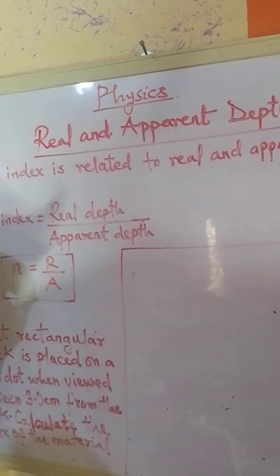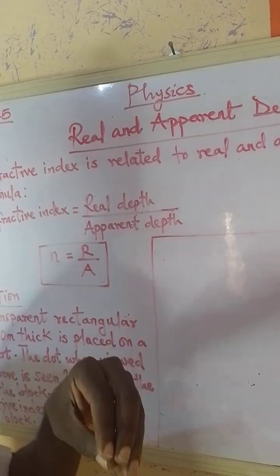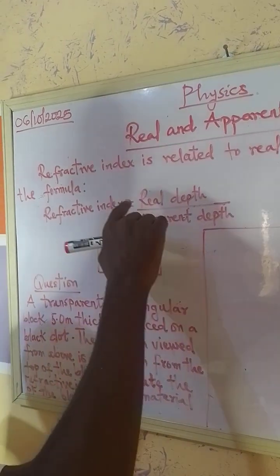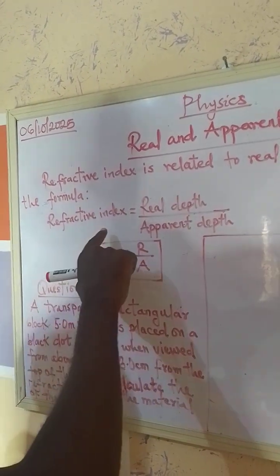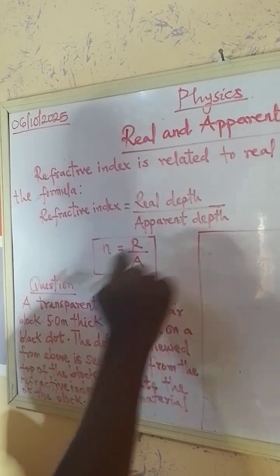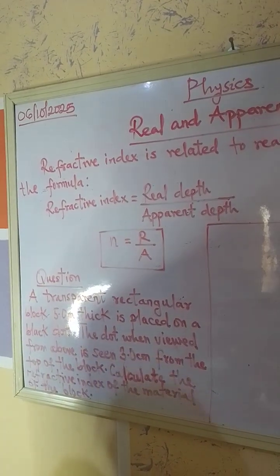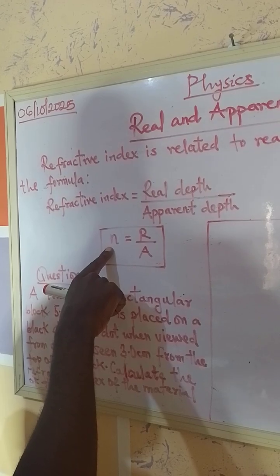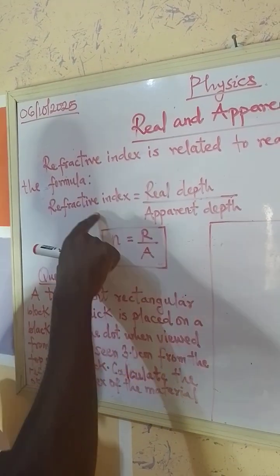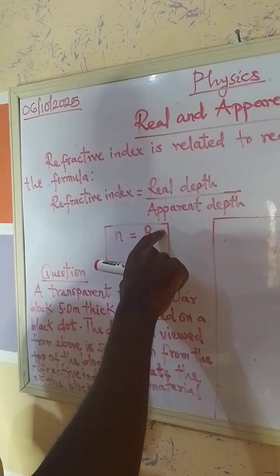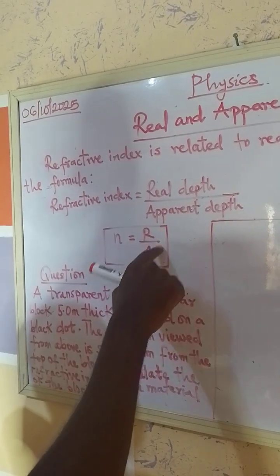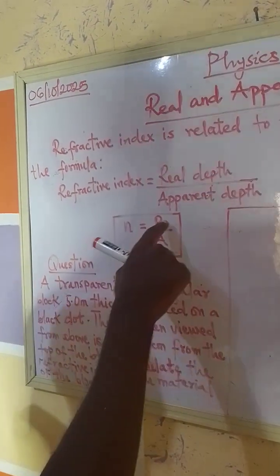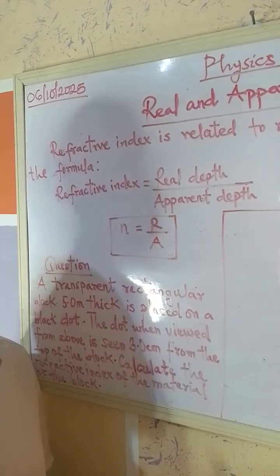So today we are looking at the refractive index when it relates to real and apparent depth. The refractive index of a real and apparent depth is given by the formula real depth over apparent depth. So we have n, which we use to represent the symbol for refractive index, equals R, the real depth, over the apparent depth, which is capital A. So we have n equals capital R over capital A.